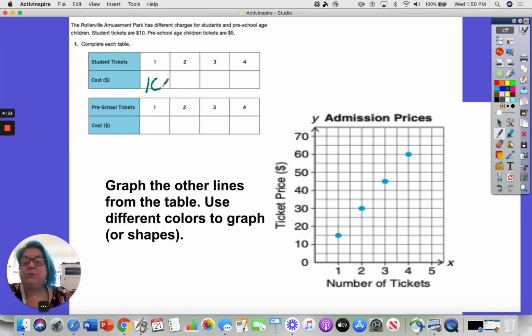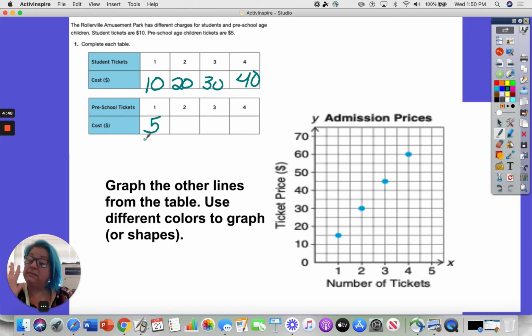Guys, your first one is going to cost you $10. How much are 2 tickets going to cost? Oh wait, that would be $20. How much are 3 tickets going to cost? $30. How much are 4 tickets going to cost? $40.